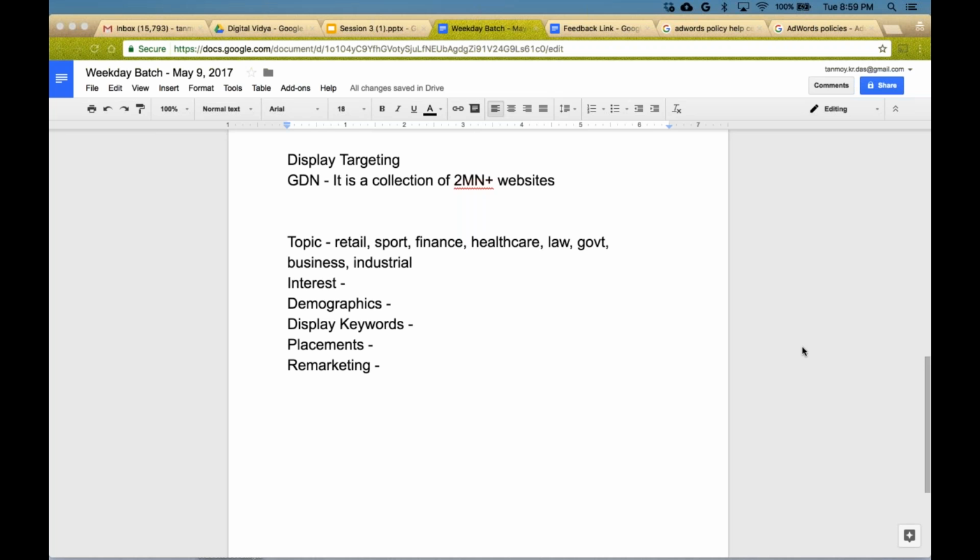Vineet, are you asking a question or is this a statement you're making? Okay. So first and foremost, we don't get access to the whole 2 million plus websites. We are not given access to that. We are only given these levers to apply on it, and it will help us to pull out the data.